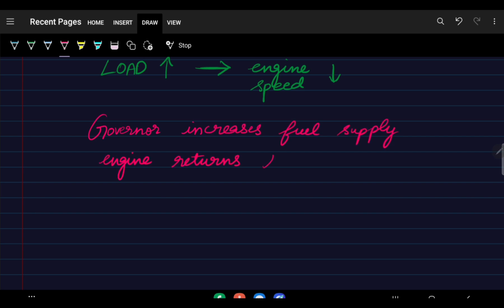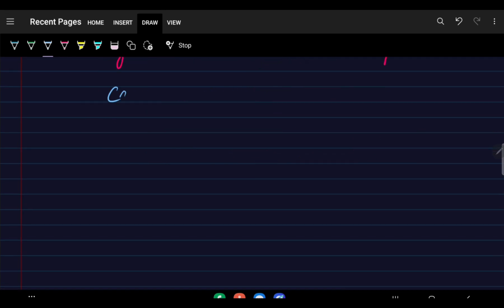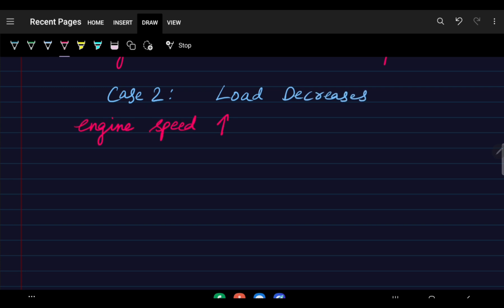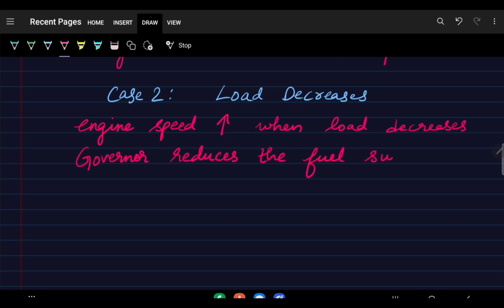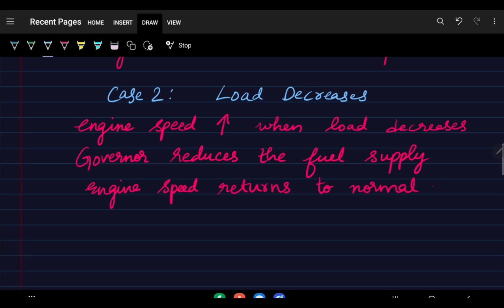for case two, whenever the load decreases, engine speed increases, and the governor reduces fuel supply, and the engine speed returns to normal. So these are the two cases. As load increases, the governor increases fuel supply, and as load decreases, the governor reduces the fuel supply.